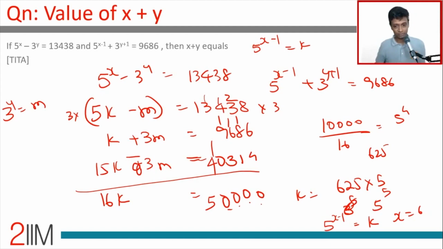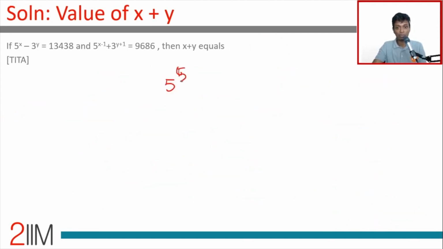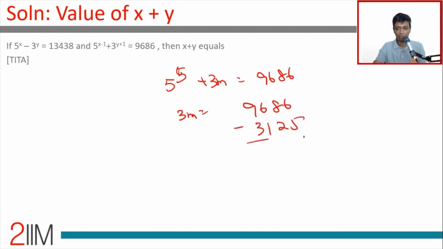Now we still need to find y. So let's take this equation: k plus 3m is 9686. x is 6, 5 power x minus 1 is k. So 5 power 5. 5 power 5 plus 3m is 9686. 3m equals 9686 minus 3125.